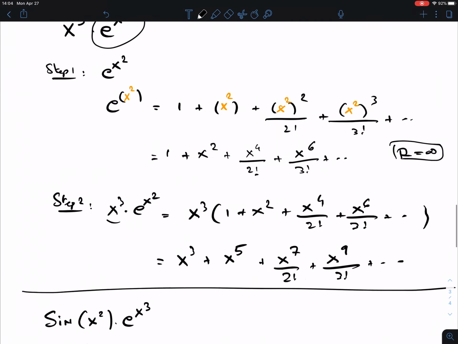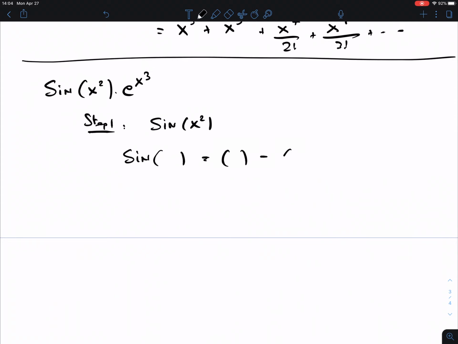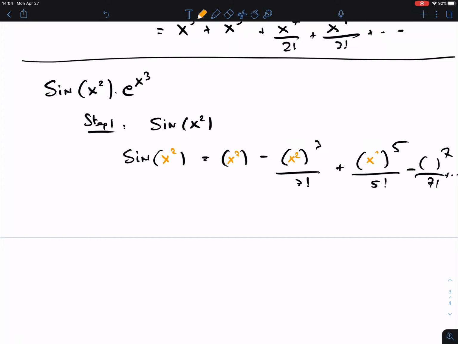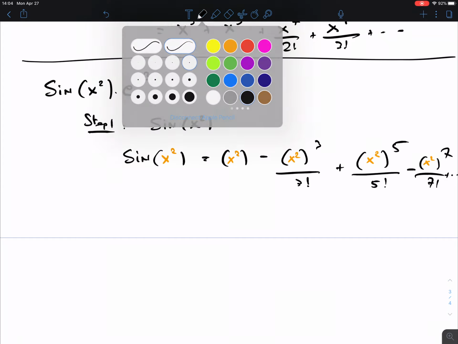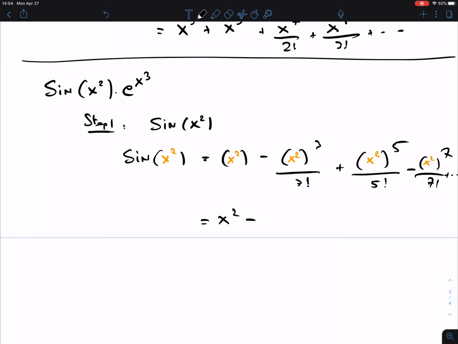So for sine it's the odd powers: x minus x cubed over 3 factorial, plus x to the 5th over 5 factorial, and then x to the 7th over 7 factorial, plus dot dot dot. Now in there we plug in x squared. So this is x squared minus x to the 6th over 3 factorial plus x to the 10th over 5 factorial minus x to the 14th over 7 factorial, et cetera. That's sine x squared.